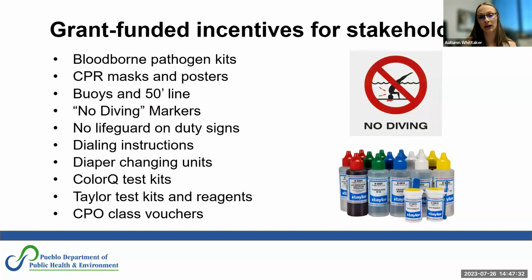So we'll talk about some of our grant funded incentives for our stakeholders. I mentioned the depth and no diving markers was something that we marked out of compliance a lot. So we used our grant funds and passed that through to our stakeholders to purchase no diving markers. Again, the temporary sticker ones. We purchased CPR masks and posters, no lifeguard on duty signs, emergency phone dialing instructions, test kits and reagents. We've done CPO vouchers. So we're really trying to help our stakeholders gain compliance with the MAHC requirements.